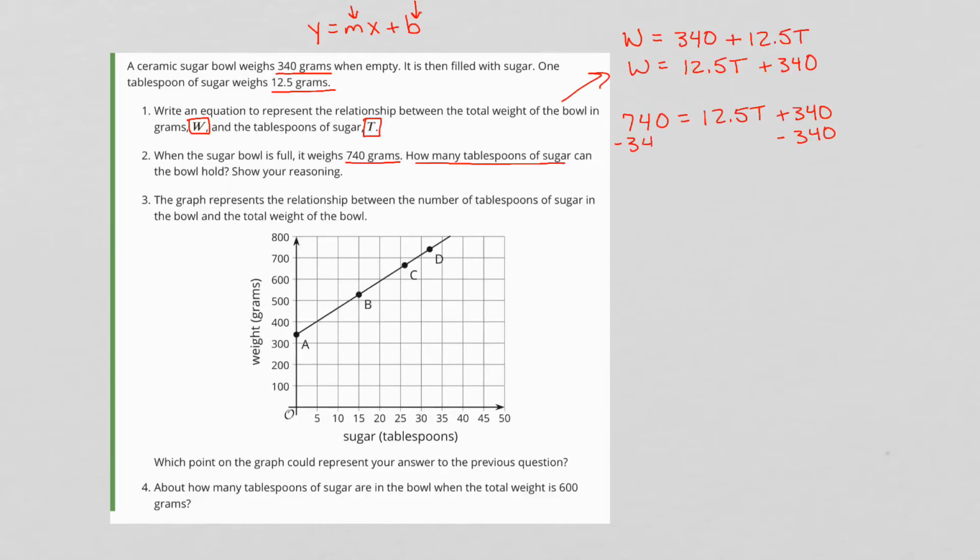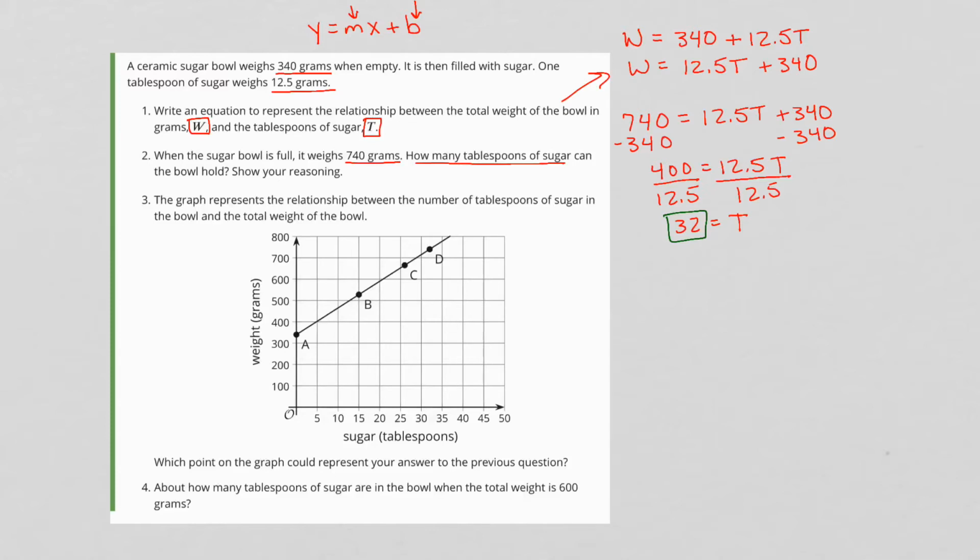So if I subtract the 340 from both sides, I end up with 400 equals 12.5t. And then to find out how many tablespoons, I need to divide both sides by 12.5, which gives me 32. So now I know that 32 tablespoons of sugar will fill up this sugar bowl.